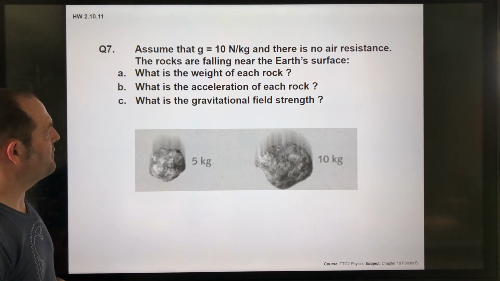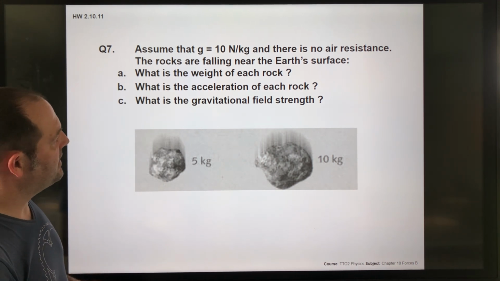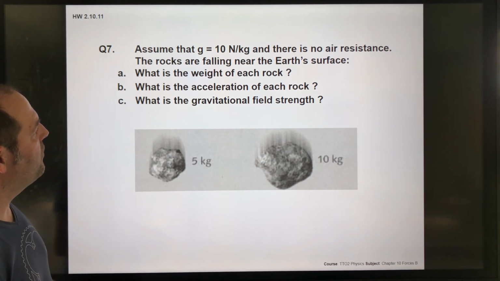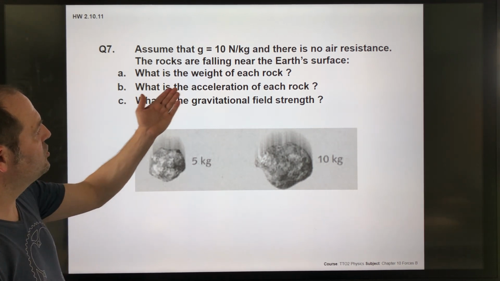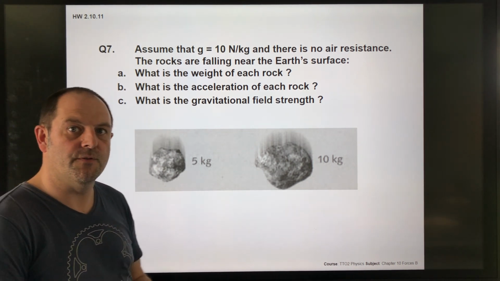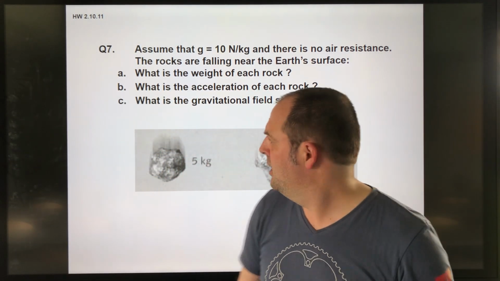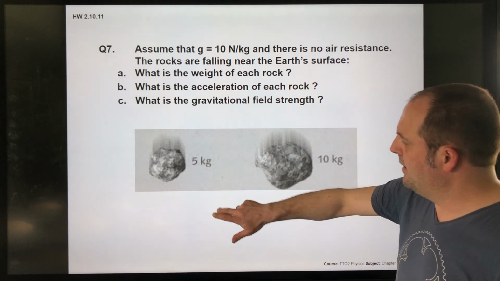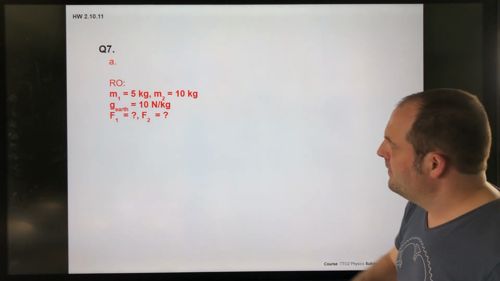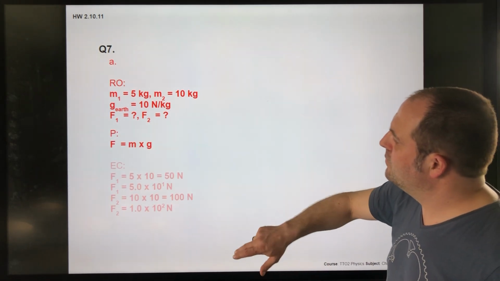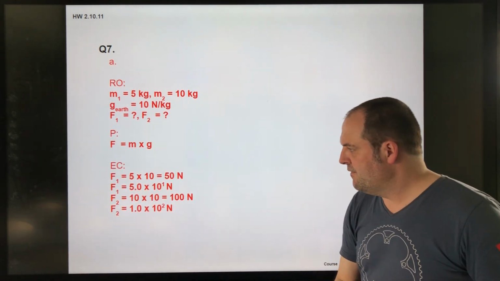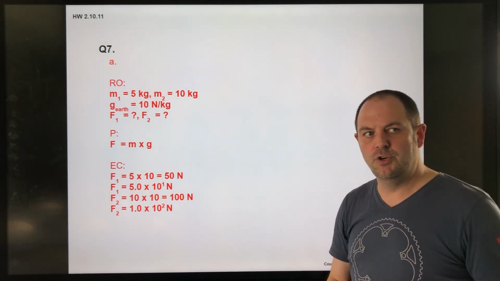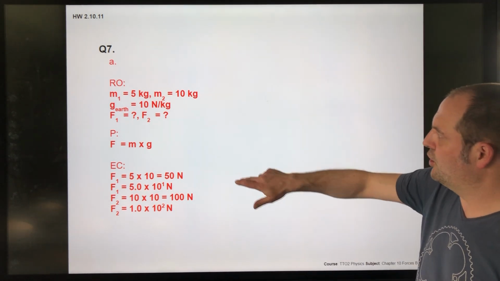Then we have question number 7. Assume that g is 10 Newton per kilogram and there is no air resistance. The rocks are falling near the Earth's surface. What is the weight of each rock? Well, the weight is of course the gravity force pulling on you. You have the mass that is given, so you can use the standard formula Fg is m times g. So you fill it in and you get the force working on both objects, 5 times 10 to the power of 1 and 1.0 times 10 to the power of 2 Newton. That is the gravity force working on it.